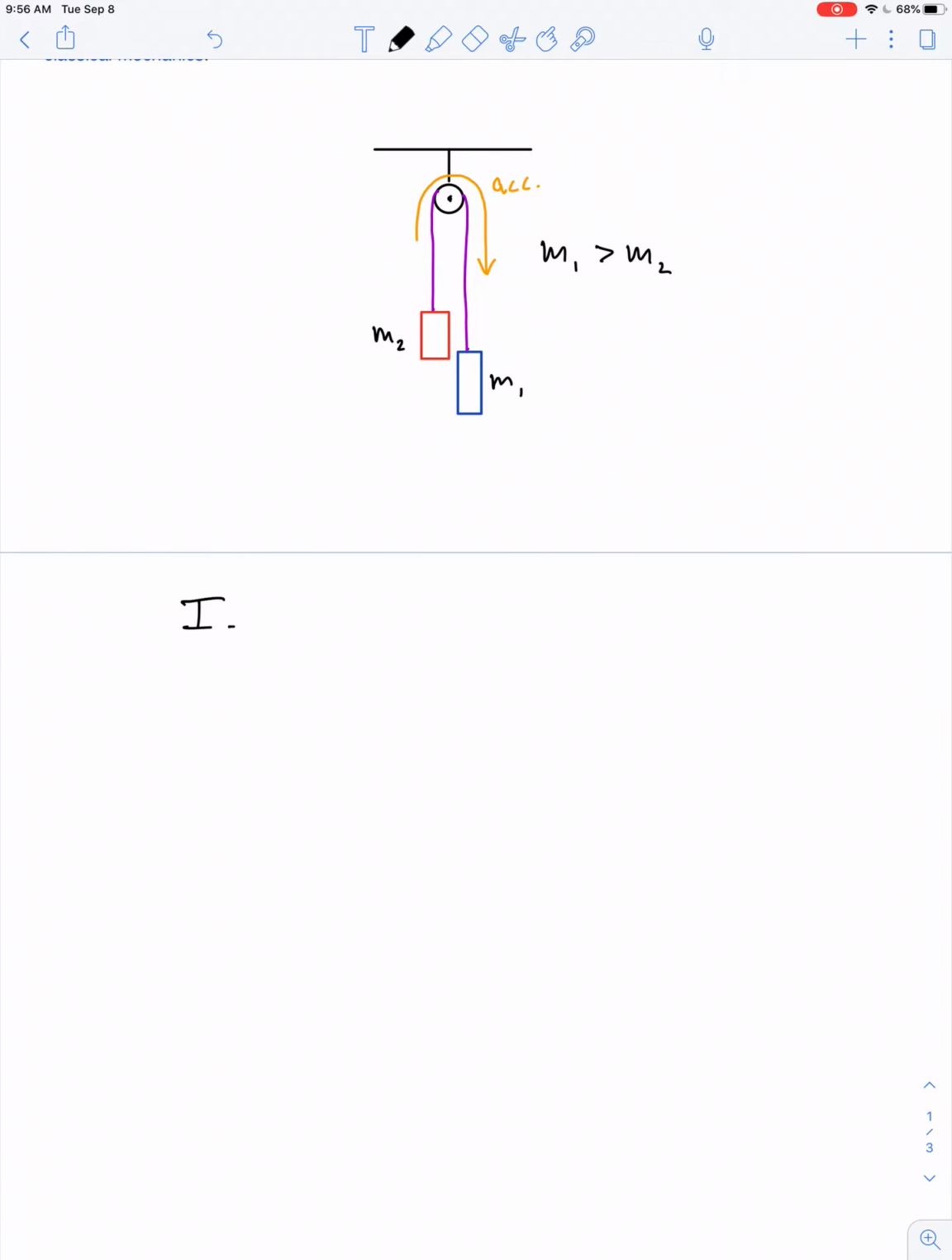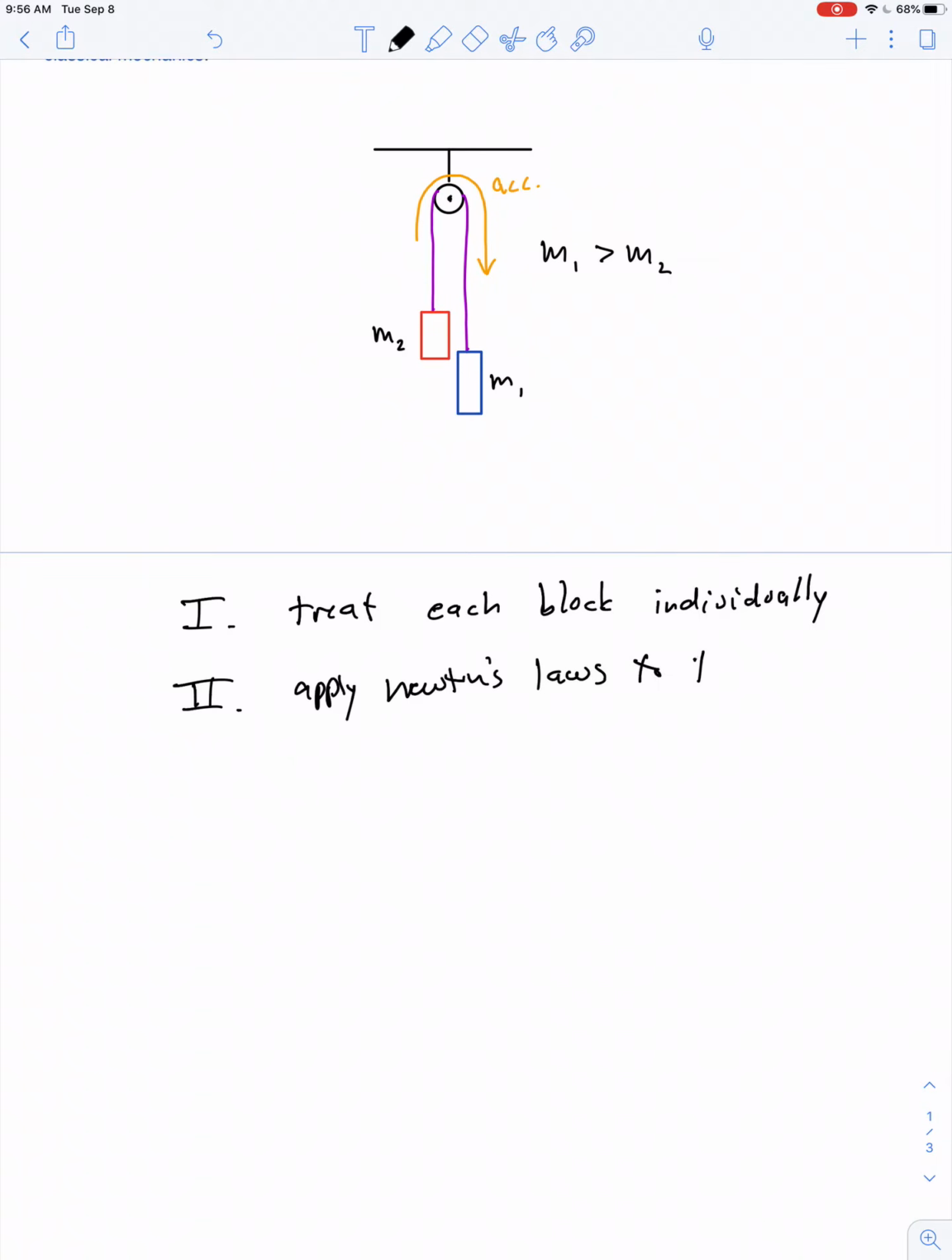So method number 1, treat each block individually. And we'll try a second method where we'll apply Newton's laws to the whole system. Both of them are an attempt to find the value of the acceleration. So let's start with method number 1.